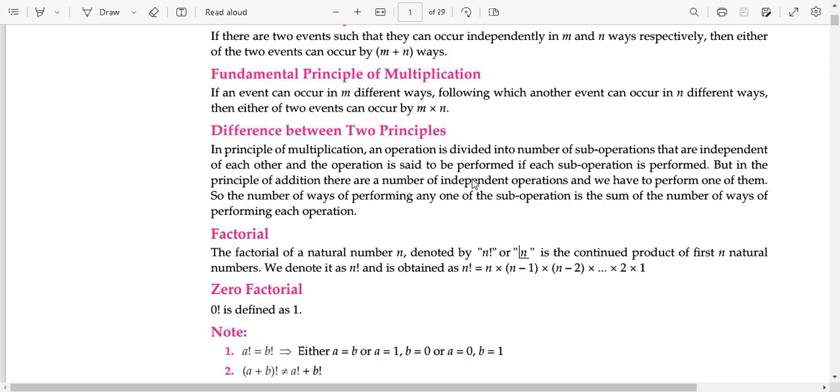Factorial. What is factorial? The factorial of a natural number n, denoted by n!, is the continued product of the first n natural numbers. We denote it as n factorial, and it is obtained as n! = n × (n − 1) × (n − 2) × ... × 2 × 1. 0 factorial is defined as 1.